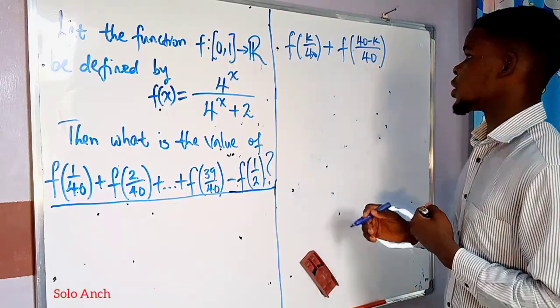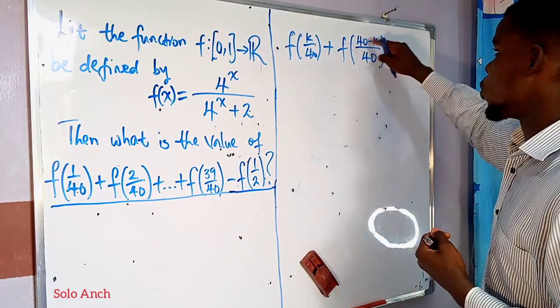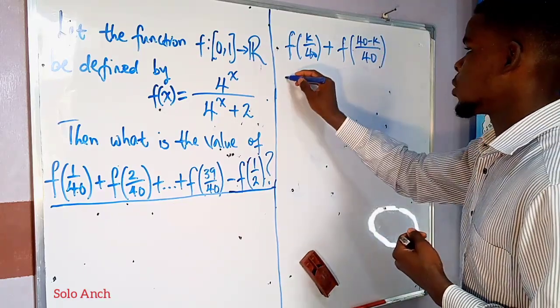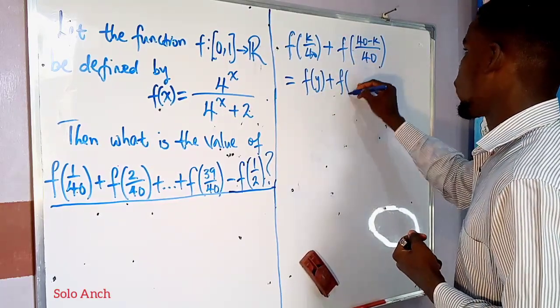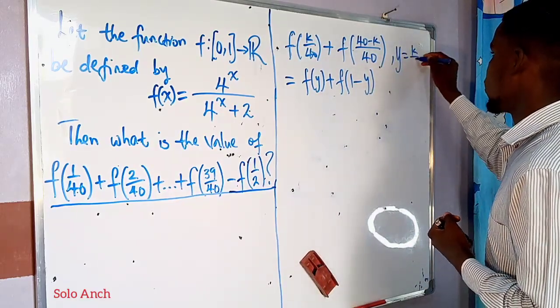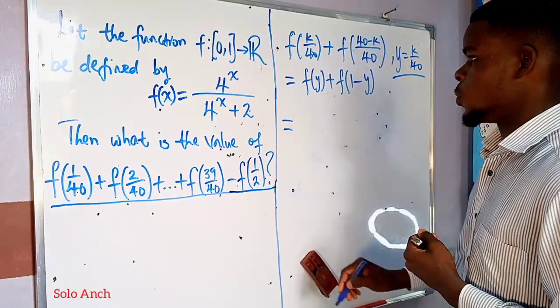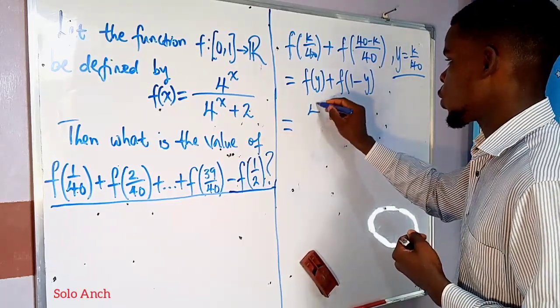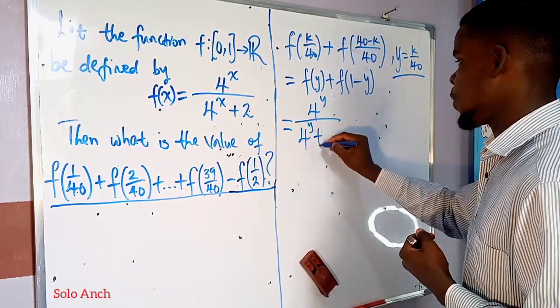And just for simplicity, we can replace this k over 40 by y. And also, you notice we can rewrite this a little bit. So this will be the same thing as f of y plus f of 1 minus y. That is, if y takes the place of k over 40. Okay, that's great. So let's add this together and see what we have. Well, f of y from the function will be 4 raised to the power of y divided by 4 raised to the power of y plus 2.